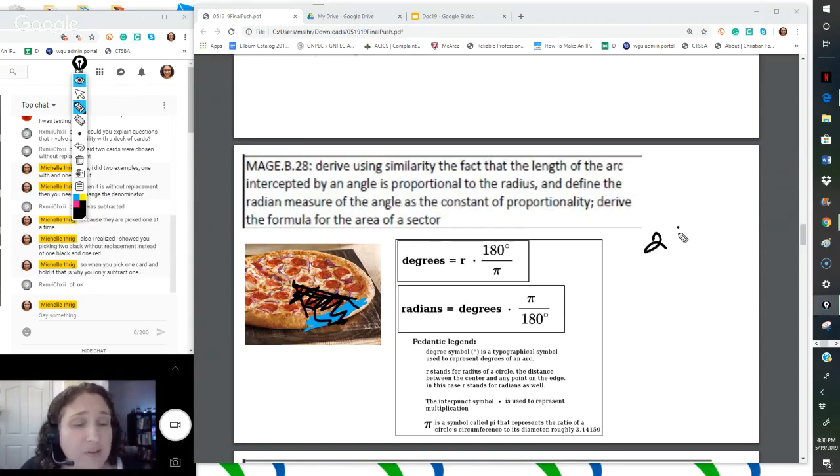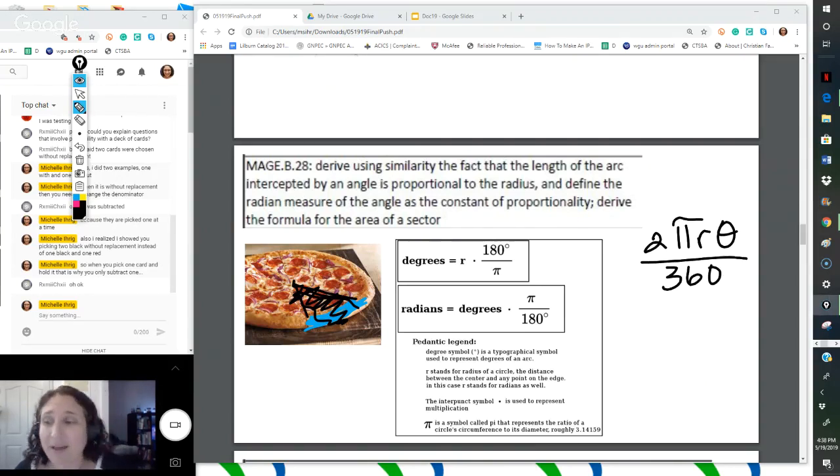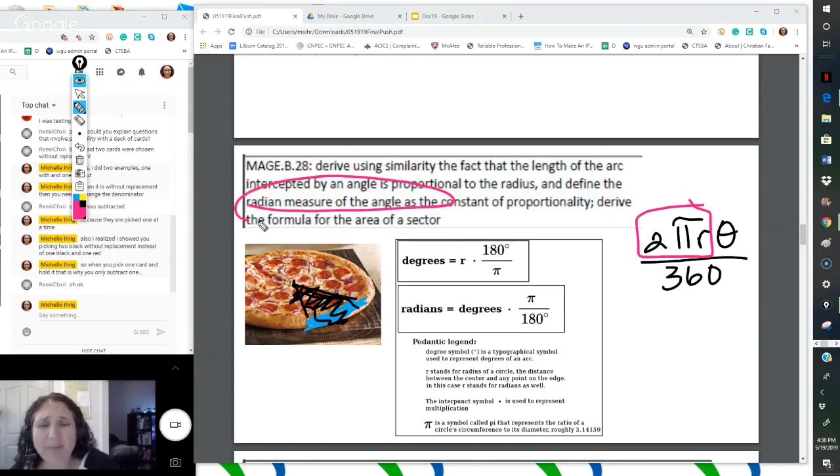Remember, and you'll see it when you look at the formula sheet, this is the formula for arc length. And we've talked about how this right here is the formula for circumference. So all we're doing is taking the circumference and multiplying it by a proportion: the angle we care about, theta, divided by 360 because there's 360 degrees in a circle.